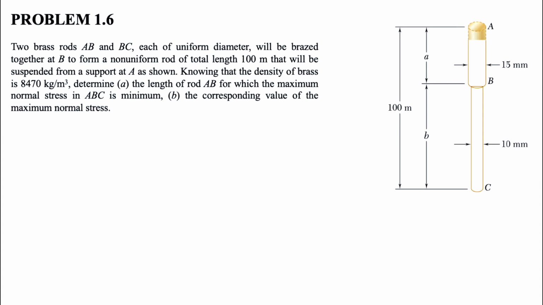As we can see, the density of the brass is 8470 kilograms per meter cubed. In part A of the question we need to determine the length of rod AB for which the maximum normal stress in ABC is minimum, and in part B we have to determine the corresponding value of the maximum normal stress.